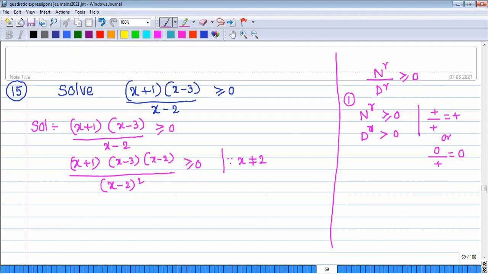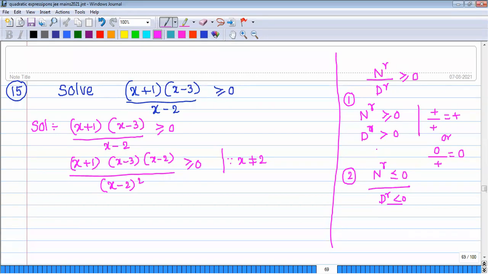This is one case. The second case: the numerator may be less than or equal to 0 and the denominator must be less than 0. But check the denominator: x minus 2 whole square can never be less than 0. It may be greater than 0, but it may not be.